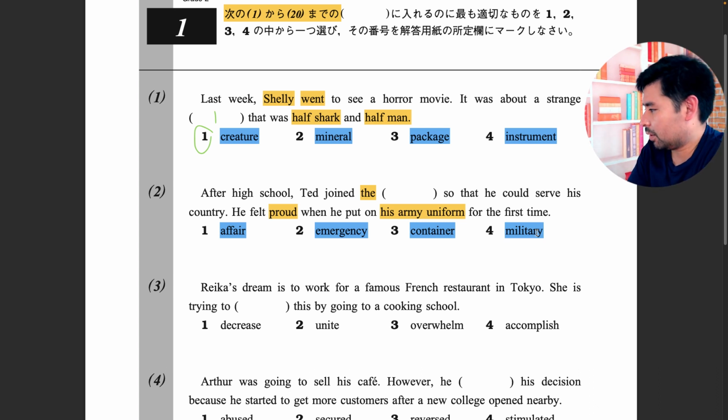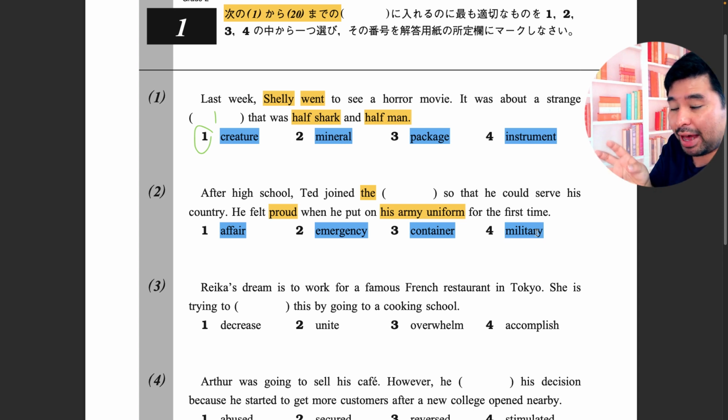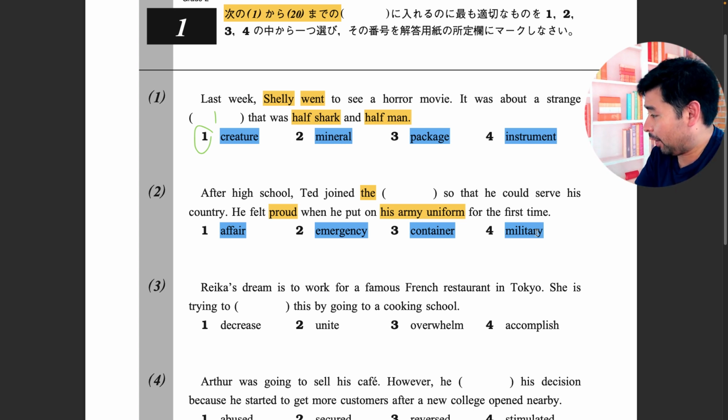Again, after high school, Ted joined the something so that he could serve his country. He felt proud when he put on his army uniform. So, what is army uniform? This is a very helpful word, in my opinion. For the first time, and then he joined in. When you join, you go in, you get together, like you start participating in something. So maybe affair, emergency, container, military. Which one do you think is the best one? I can't give you really more info besides that, because if I give you more, I'm going to give you the answer. So think about what is the best one and let me know.